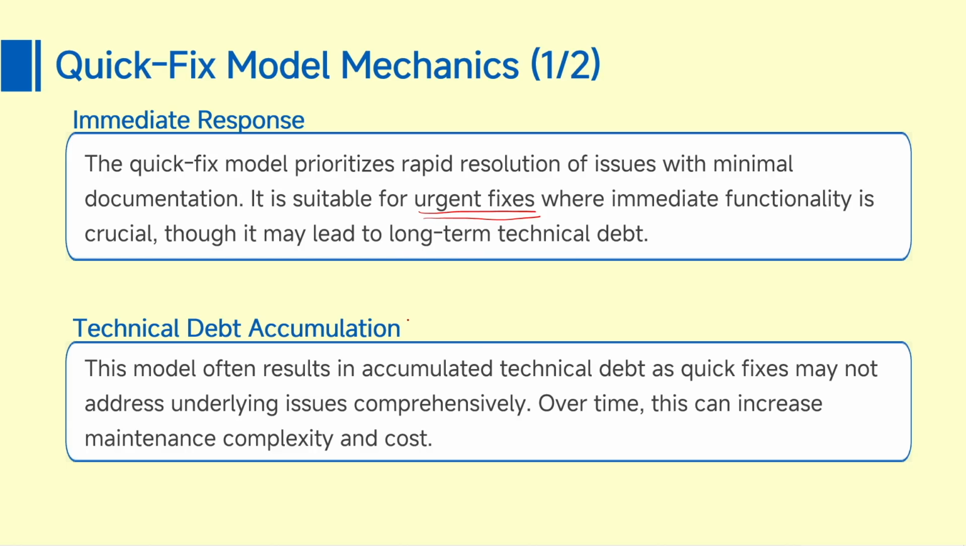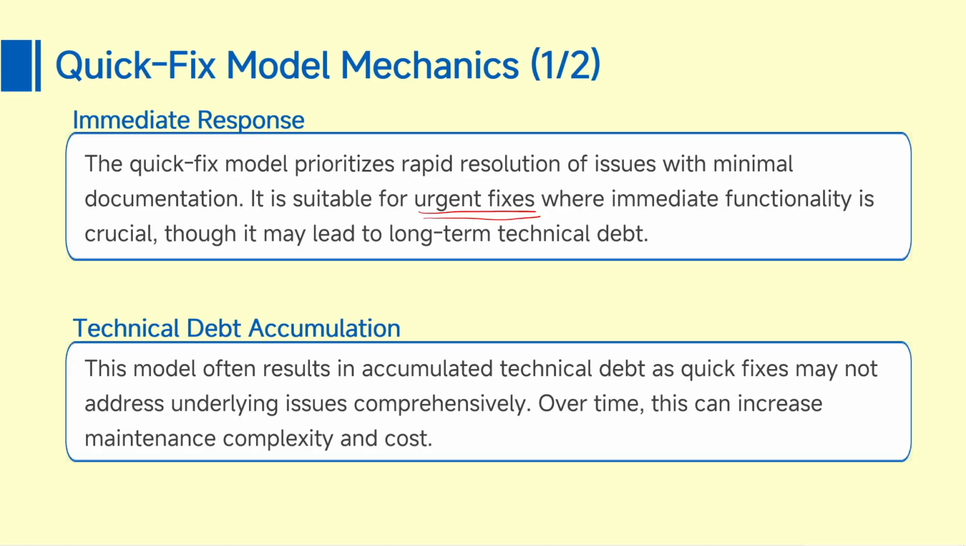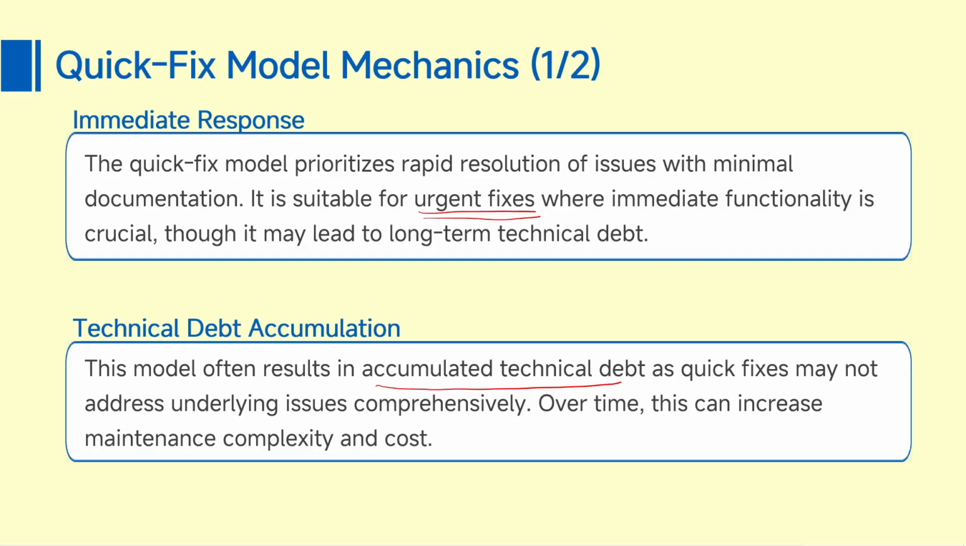The second is technical debt accumulation. This is often considered when there is accumulated debt. You have delayed a particular functionality for a long time, and now is a time that you cannot say no. At that point of time, all the accumulated technical debt can be given as a quick fix. It may not address the entire system fully, but we provide that as functionality. Over time this can also increase the maintenance complexity and the cost.